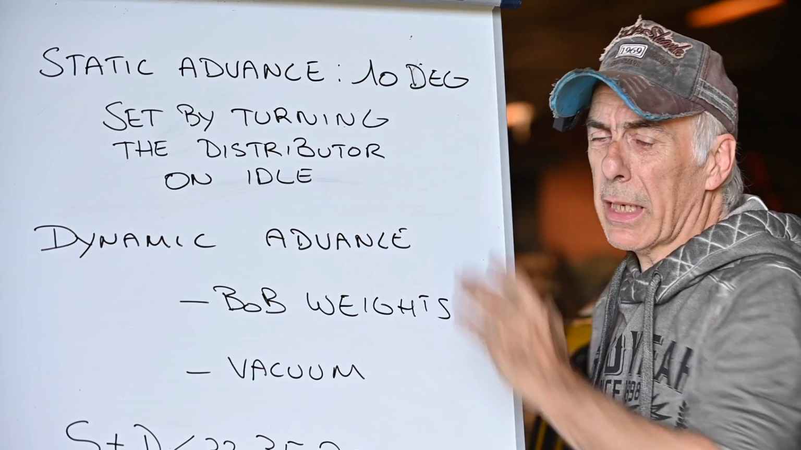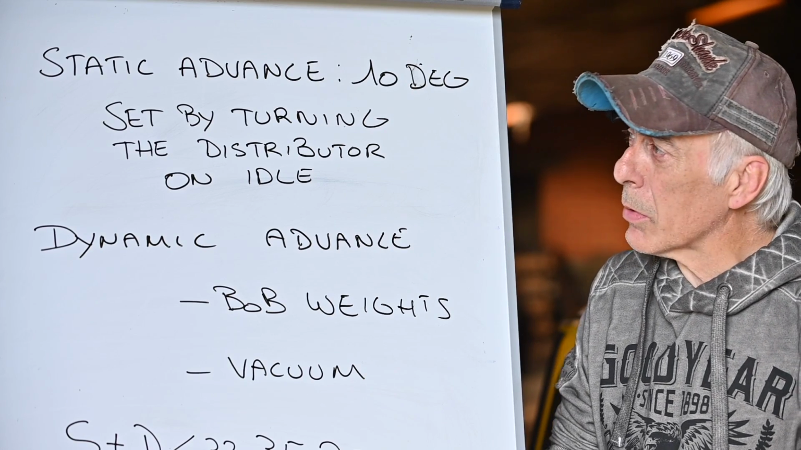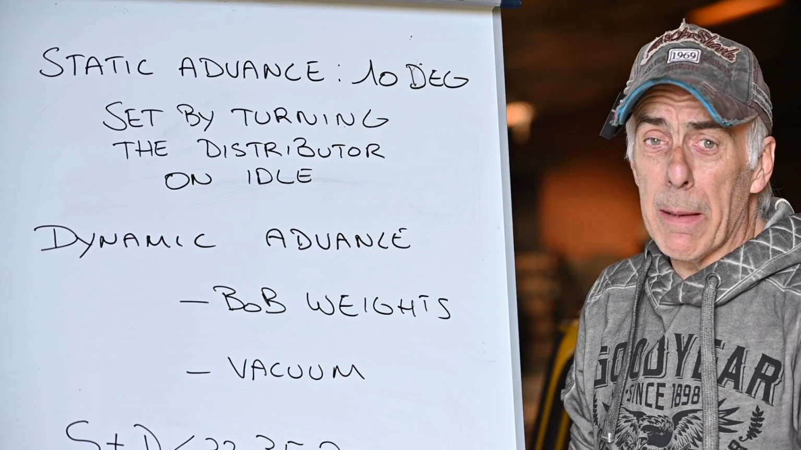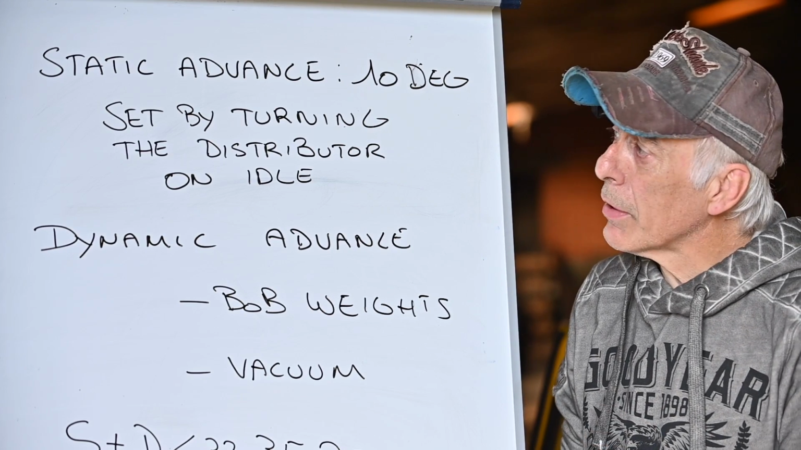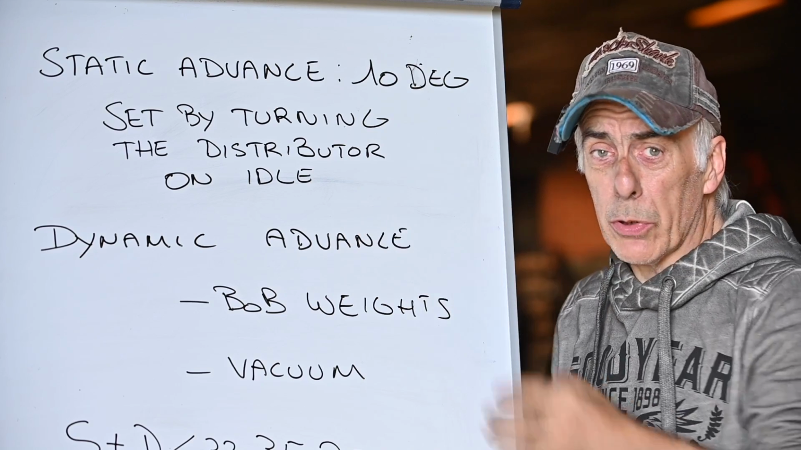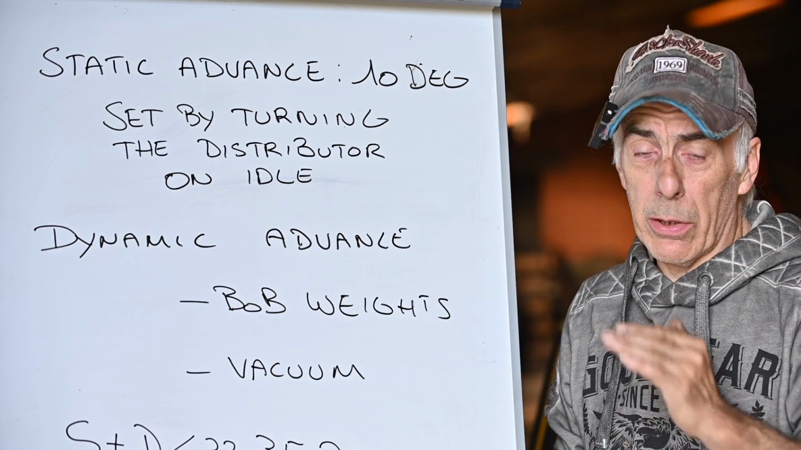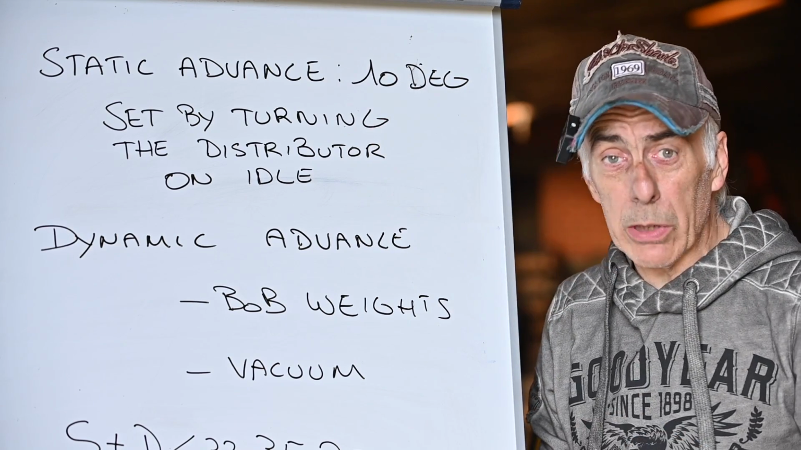If you're going to set the static advance, don't forget to disconnect the vacuum hose, if you have one. We set the timing by using a strobe light pointing at the crankshaft pulley, or any other marking that you have, and then turning the distributor to the right position until the marks on the pointer and on the crankshaft pulley align to whatever amount of degrees you want to have.